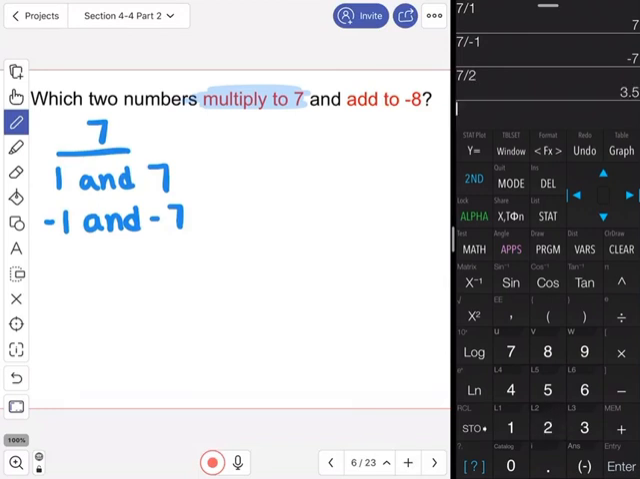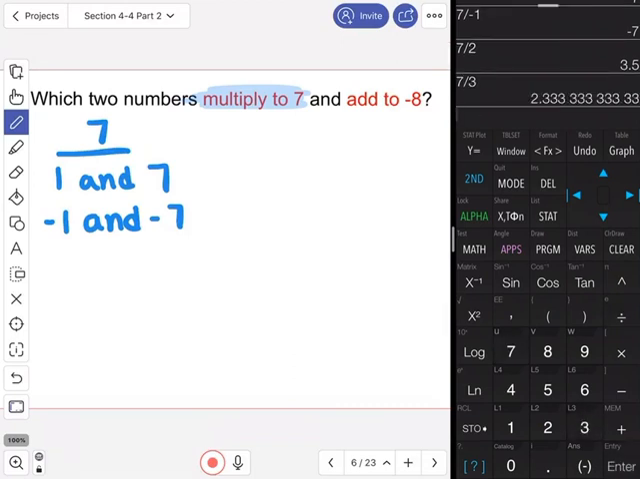gives me a decimal, so it doesn't work. And the negative version also would not work. 7 divided by 3 is a decimal, which doesn't work, and the negative version also wouldn't work. 7 divided by 4 is a decimal, so it doesn't work, and negative 4 also would not work. 7 divided by 5 is a decimal, so it doesn't work, and the negative wouldn't work as well. And 7 divided by 6 is a decimal, so it doesn't work, and the negative version would not work as well. And then we're back to 7, which we've already checked. So in this case, there's a lot of numbers to check, but we only have 2 possibilities.